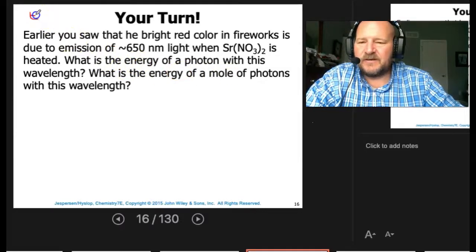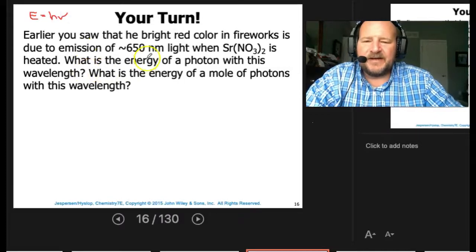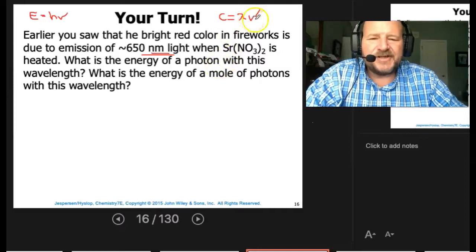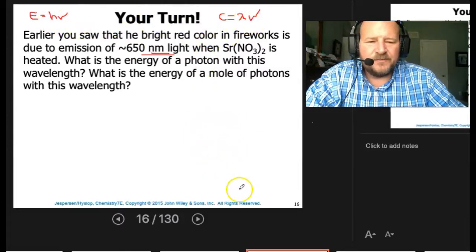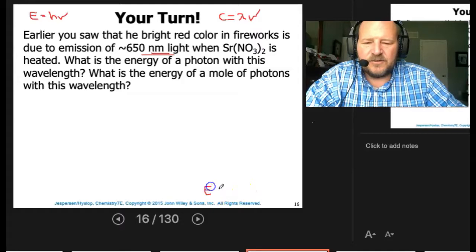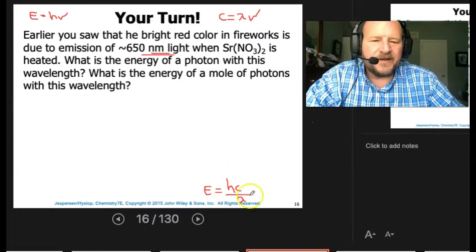So we'll say E is equal to h nu. Now here, nanometers, that's not going to be a frequency. No, that's a wavelength. So we have to remember that c then is going to be equal to lambda nu. So now we're going to rearrange c equals lambda nu to solve for nu, and then we can plug it into this equation, which means we can say that E is going to be equal to h times c over lambda. Okay, so that's how we can plug in for the wavelength.